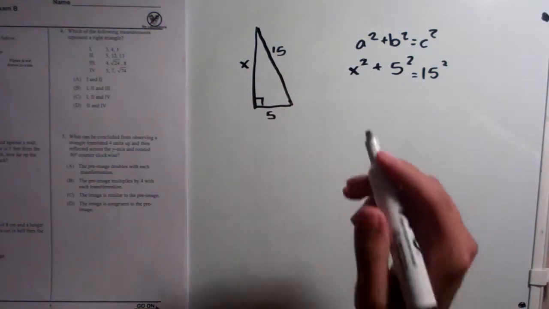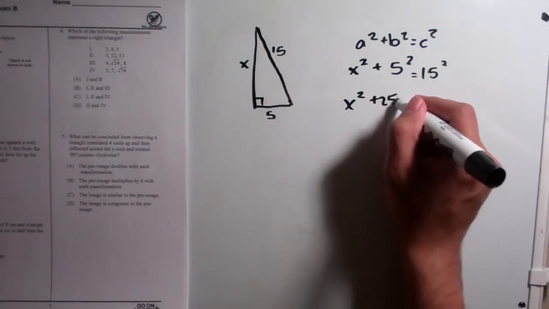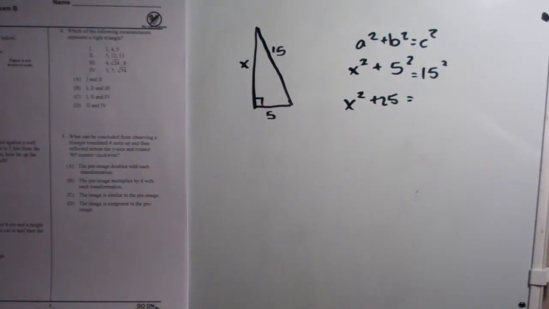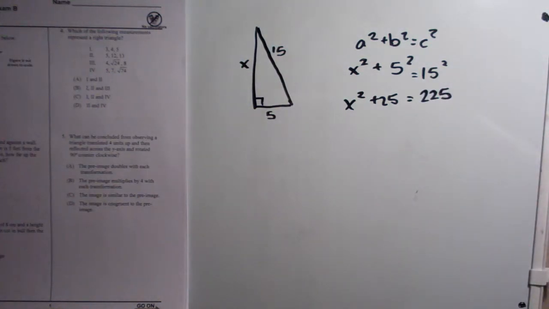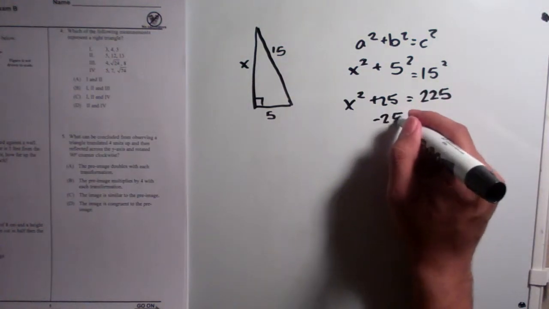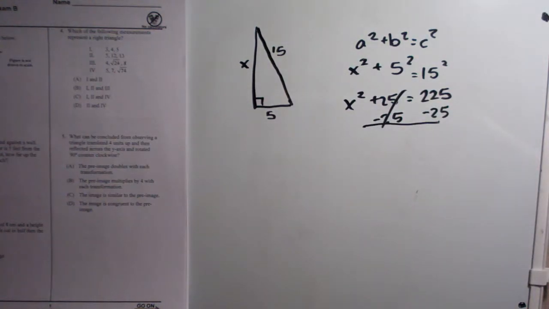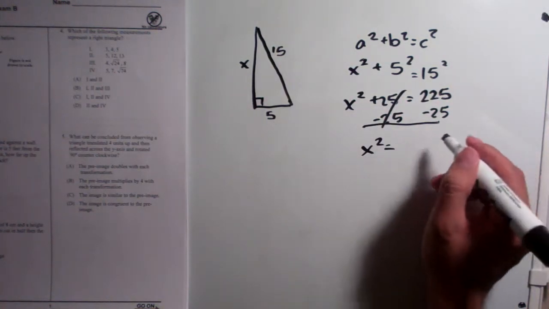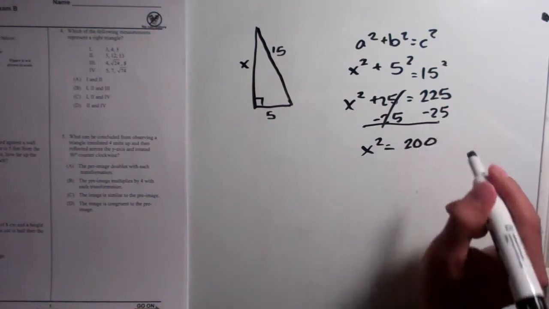Okay, with this, we're just going to simplify, so x squared remains the same. 5 squared is 25, and 15 squared, 15 multiplied with 15, is 225. Okay. Well, with this, what we just set up is an algebraic equation, and we would like to solve for this variable x. So we're going to get stuff away by doing the inverses of what we have. So the inverse of adding 25 is subtracting. Okay. And 225 minus 25 is 200.